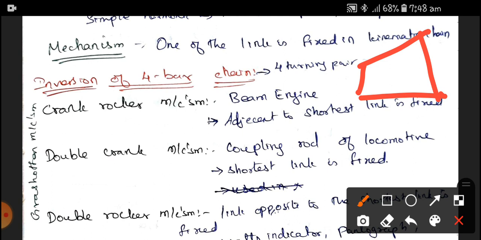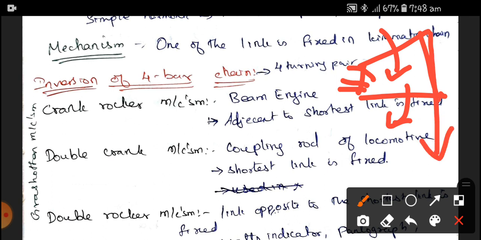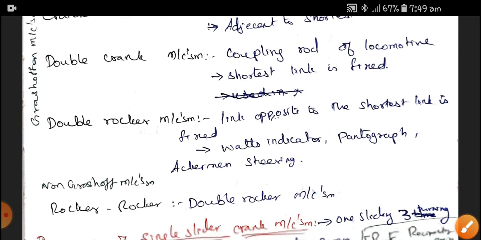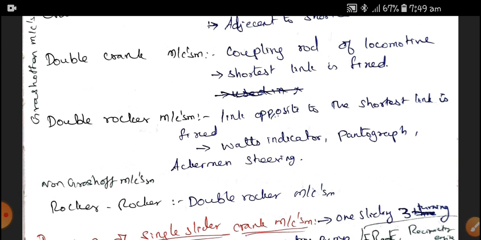So this is the shortest link. When we fix this, what will happen? There is a relative motion over here, therefore it moves like this. For a better example, the coupling rod of a locomotive is an example of the double crank mechanism. Next one is the double rocker mechanism, or we can call it a rocker mechanism. Here the link opposite to the shortest link is fixed.